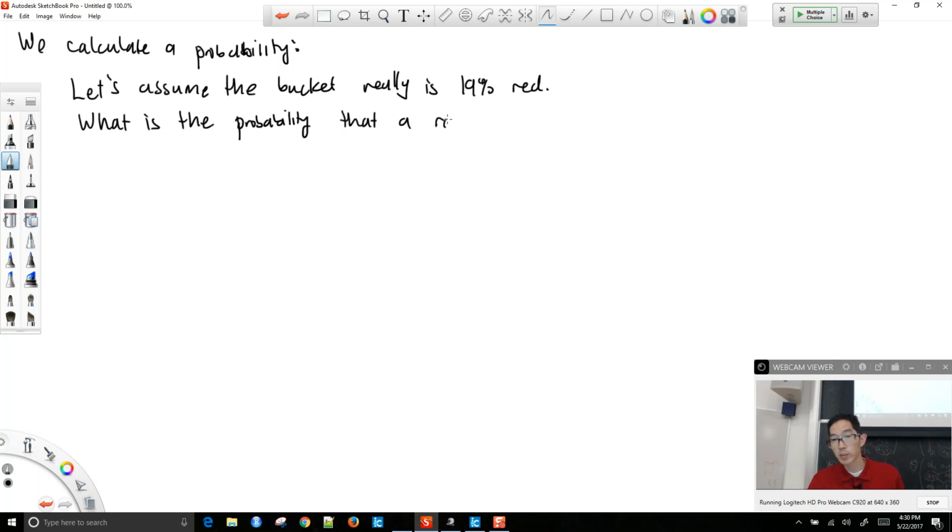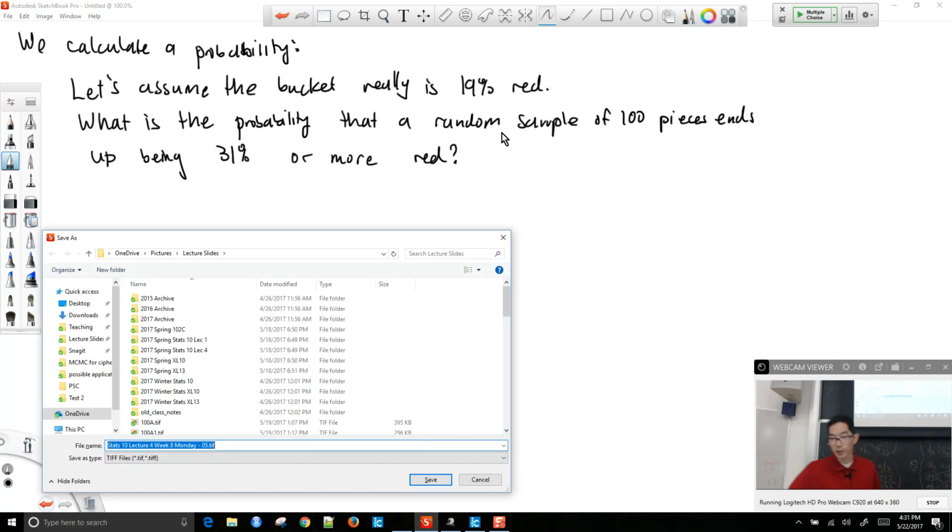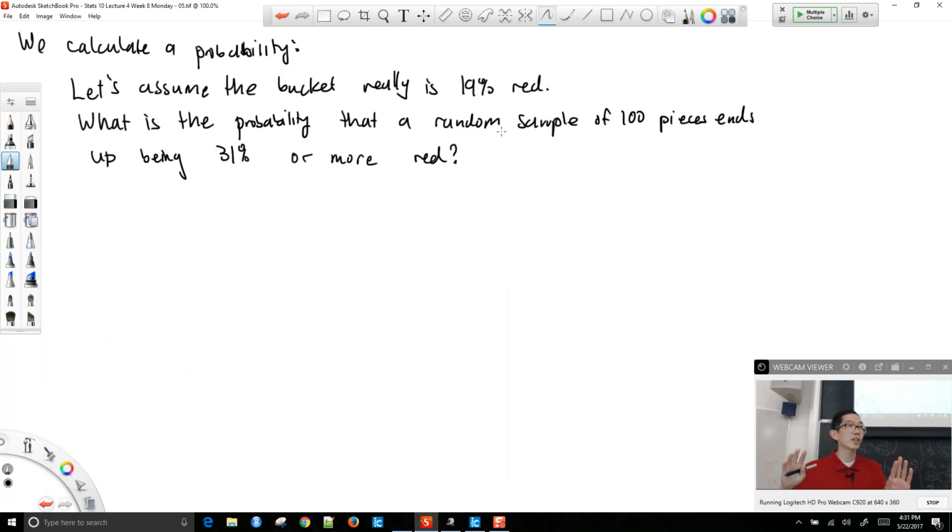And so the question is, what is the probability that a random sample of 100 pieces ends up being 31% red, and we'll say 31% or more red? Because if we say 31% red is different enough from 19%, then that means 32% red and 33%, and everything higher will also be different enough from 19%.